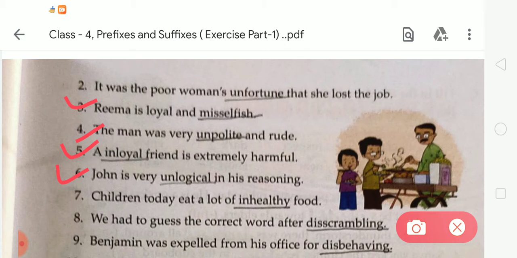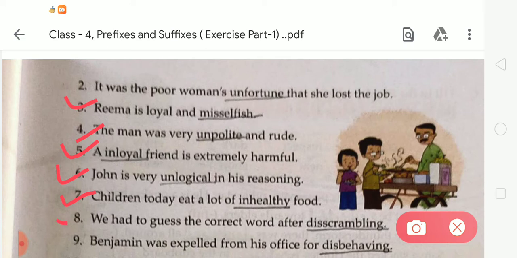So here the incorrect prefix word is unlogical. Firstly we are going to underline the word unlogical, and in the place of unlogical we have to write illogical. Okay. Number 7 is children today eat a lot of unhealthy food. So student, there is a prefix word, unhealthy, so we have to underline the word unhealthy, and in the place of unhealthy we have to write unhealthy.